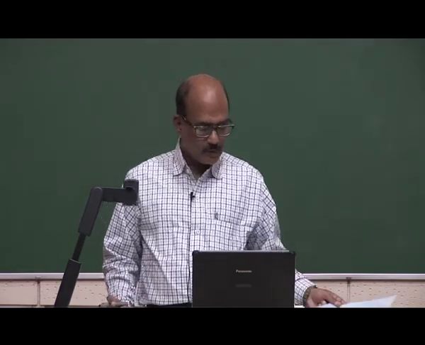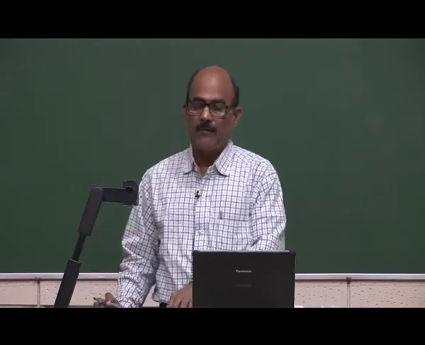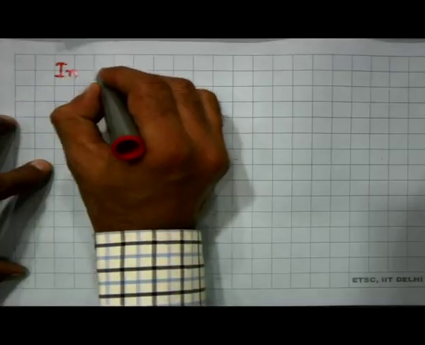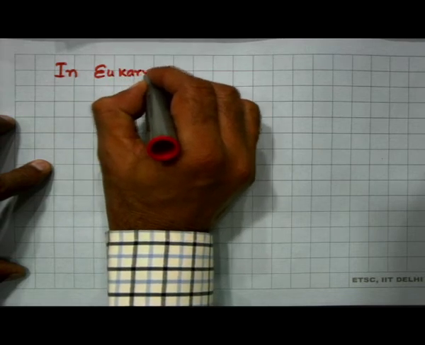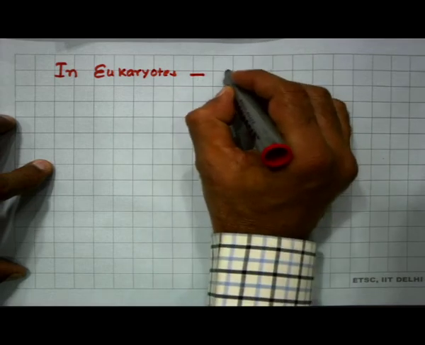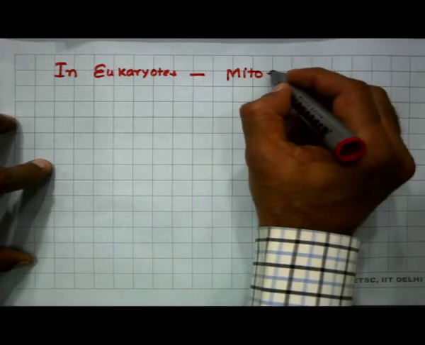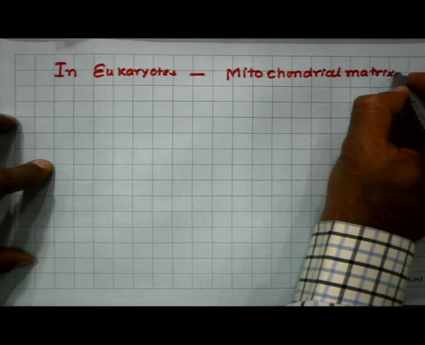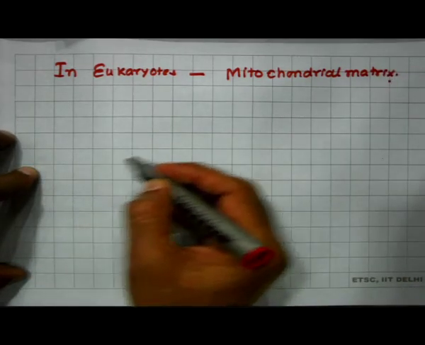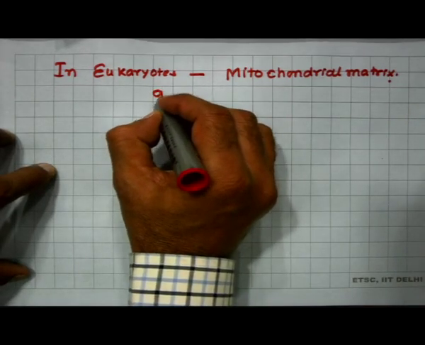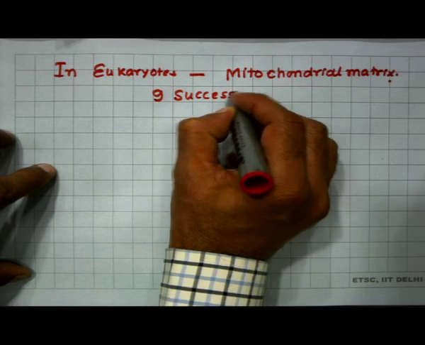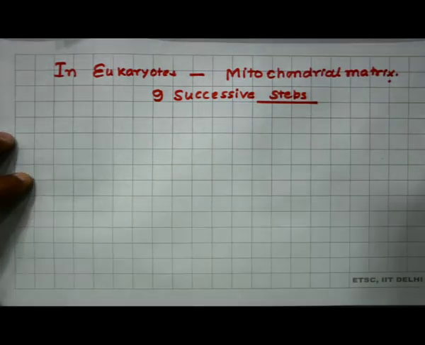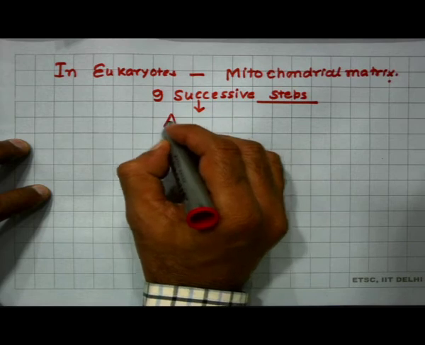Now, the Krebs cycle, which has various steps, takes place in eukaryotes in the mitochondrial matrix, and there are 9 successive steps involved in the Krebs cycle, which start from acetyl coenzyme A, no doubt.